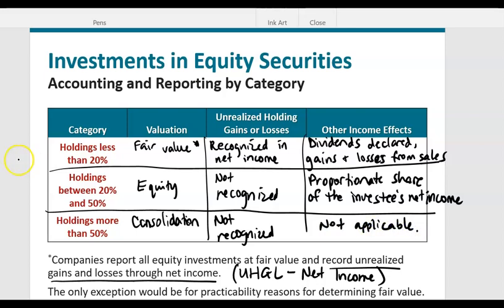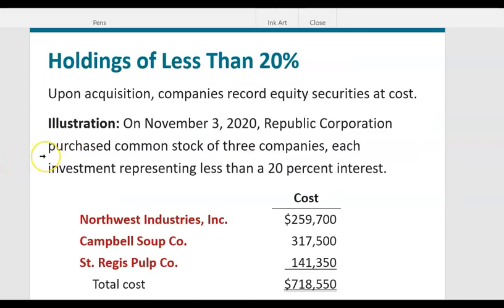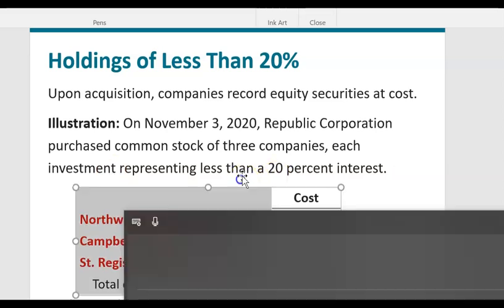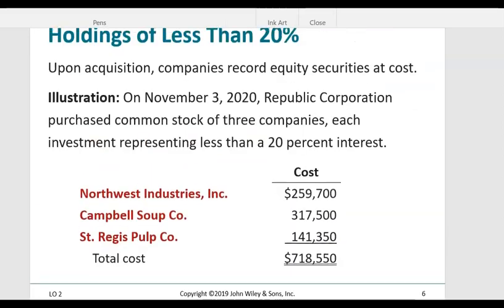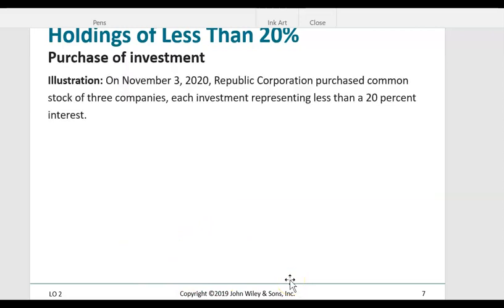Let's get started by looking in detail at these holdings of less than 20%. Here's an example. On November 3rd, 2020, Republic Corporation purchased common stock of 3 companies, each investment representing less than a 20% interest. So we know that if it's less than 20%, we're going to be using the fair value method. Here's our portfolio of 3 equity securities and the total cost.